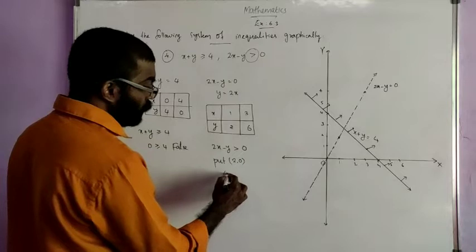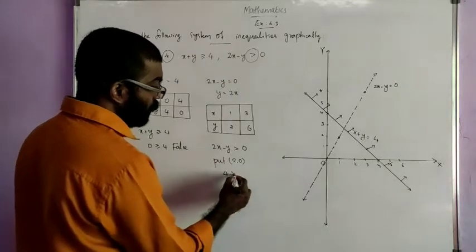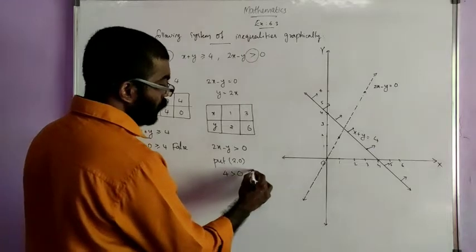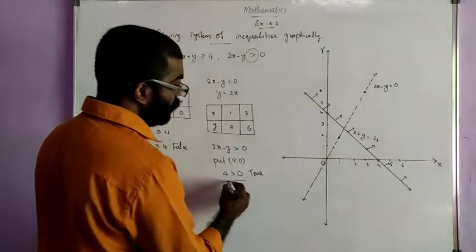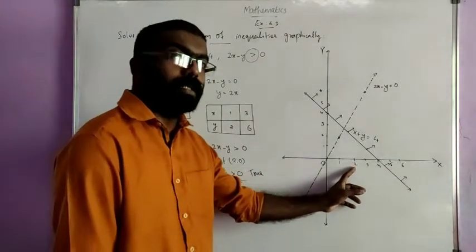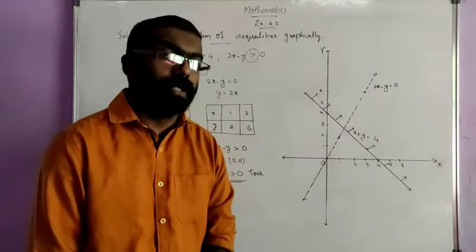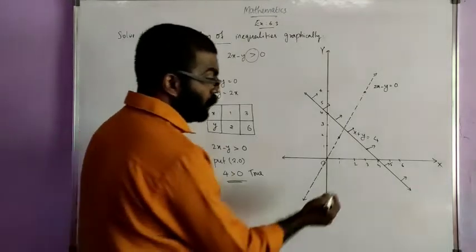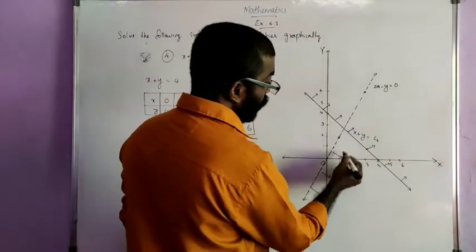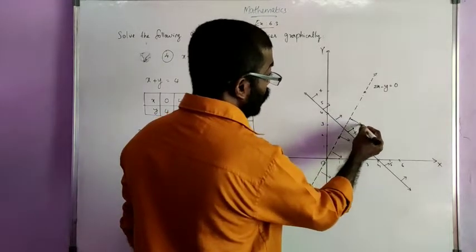So here I am going to put 2, 0 in this inequality. 2 into 2, 4. 4 minus 0, 4. 4 is greater than 0. And it is a true statement. That means this point 2, 0 is in the solution region. So we have to consider the lower part or the right part as the solution part.